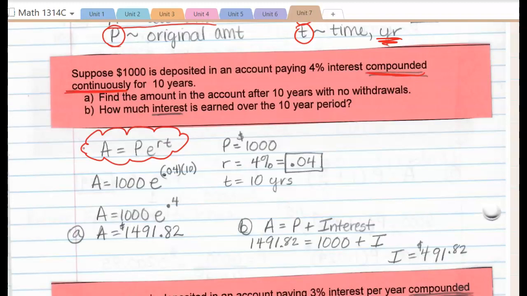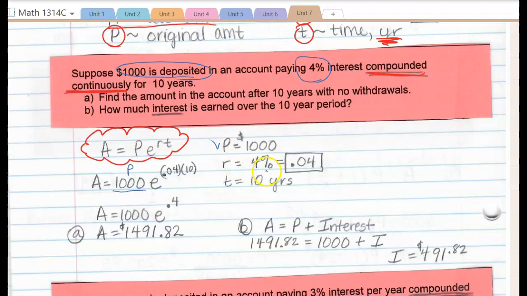And we're going to put it into this account for 10 years. Our job is to find the amount in the account after 10 years if we don't touch the money, without withdrawals. And then secondly, we're going to see how much interest is earned over those 10 years. So the first thing we're going to do is take a look at our equation, and we're going to plug in everything that we know. We know that we deposited $1,000. So that's going to be our initial amount, the amount for P.